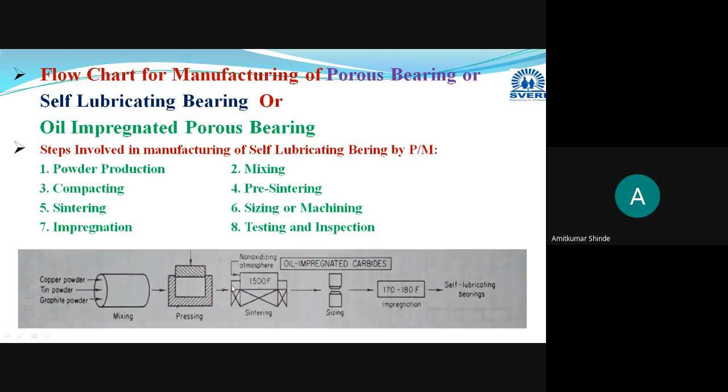and here draw this symbol two times. For the first symbol, give the name pre-sintering, then sintering, and after that the remaining part will remain the same: sizing and machining, then the impregnation. And after this, you have to add one rectangle, and below that write testing and inspection. And after that you will get the self-lubricating bearing or porous bearing.